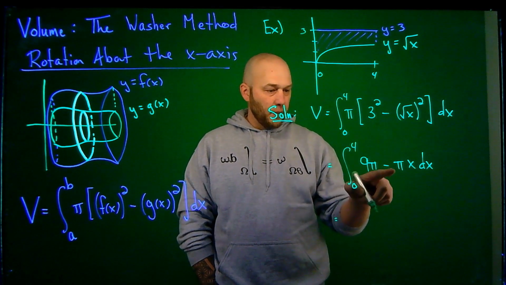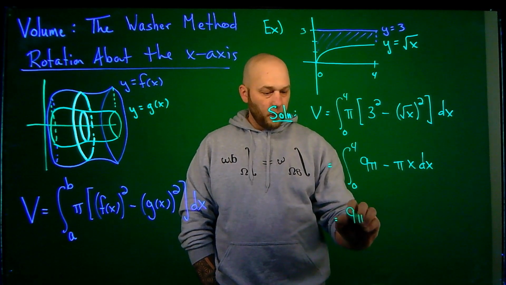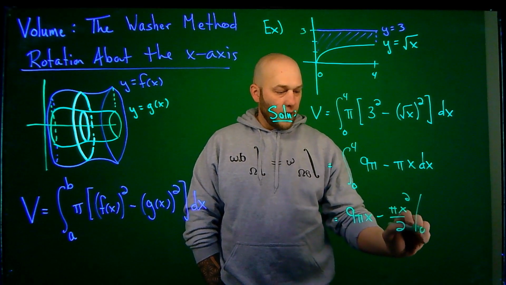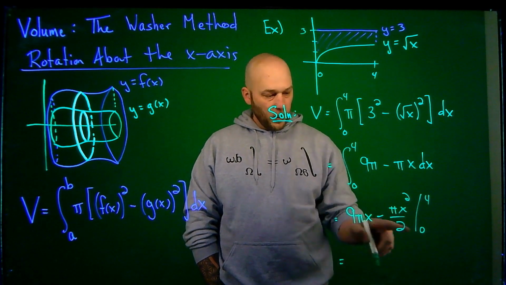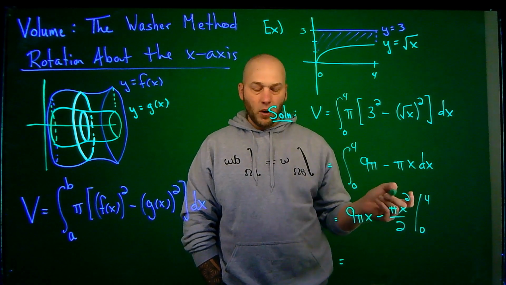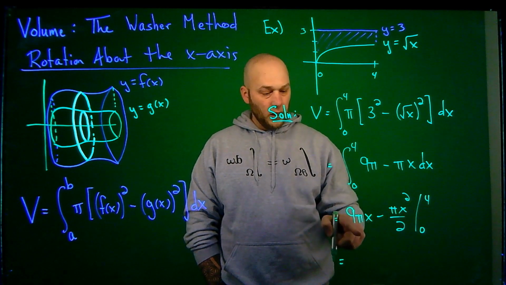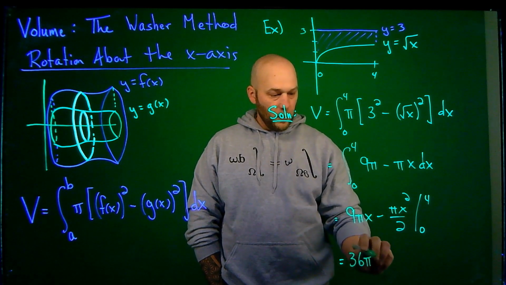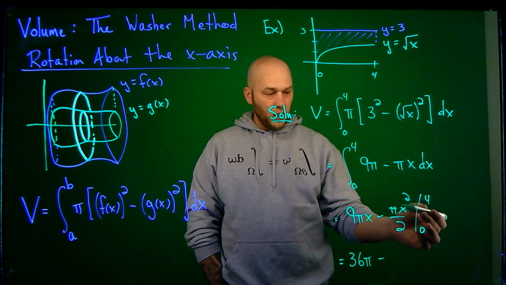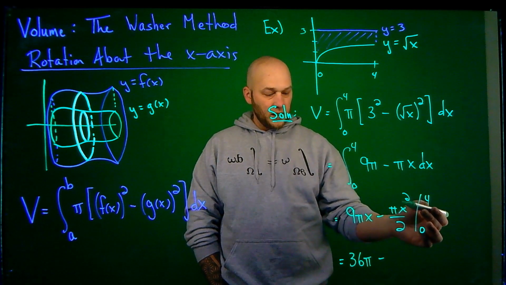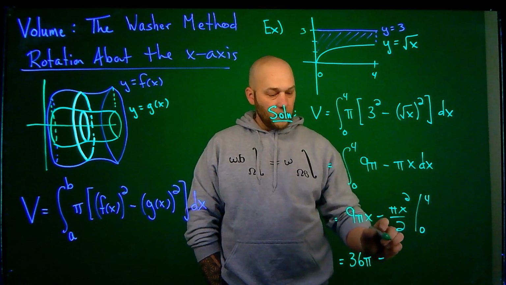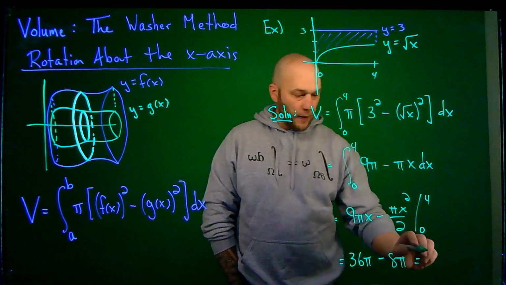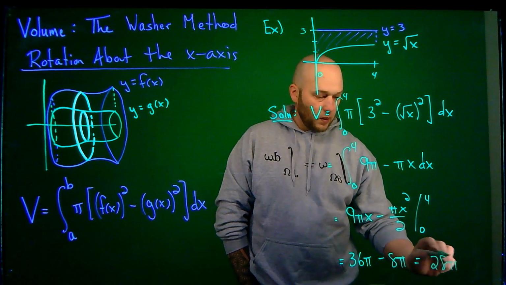Let's go ahead then and integrate this. Antiderivative of 9 pi minus pi x would be 9 pi x minus pi x squared over 2, and I'm evaluating from 0 to 4. Plug in my lower limit of integration, of course it's 0. Plug in my upper limit of integration, 9 times 4 would be 36, so I get 36 pi minus, again, if I plug in 4 here, I would get 4 squared, which is 16. 16 over 2 would be 8, so I get minus 8 pi, and 36 pi minus 8 pi would give me 28 pi.